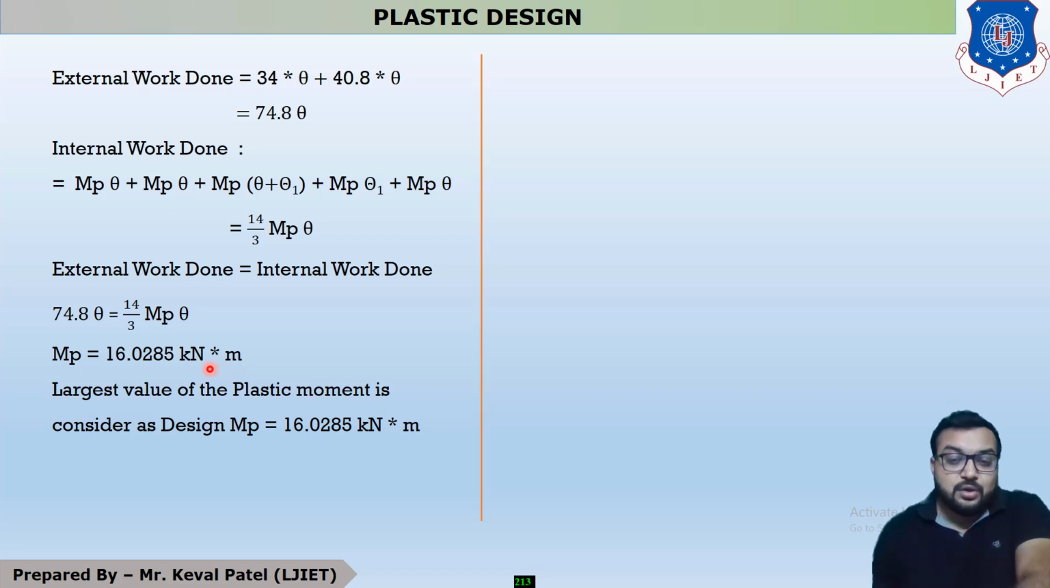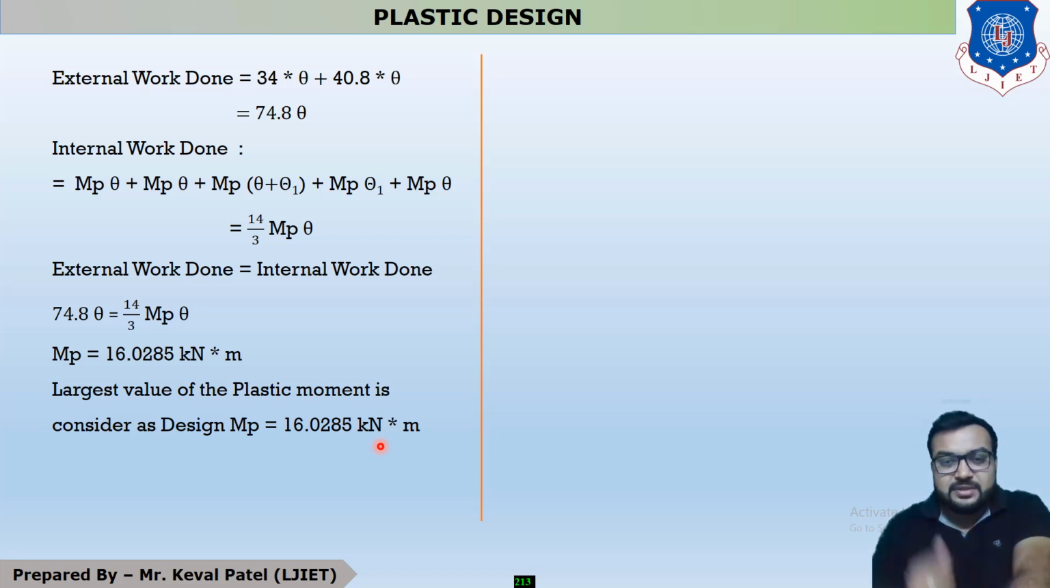Now you all know that whenever in the question it is asked to find out plastic moment, then you have to consider the largest value. Okay. So the largest value of the plastic moment is considered as your design plastic moment. So it is 16.0285 kilonewton meter. Okay. So students, this is the end of your example number 2.